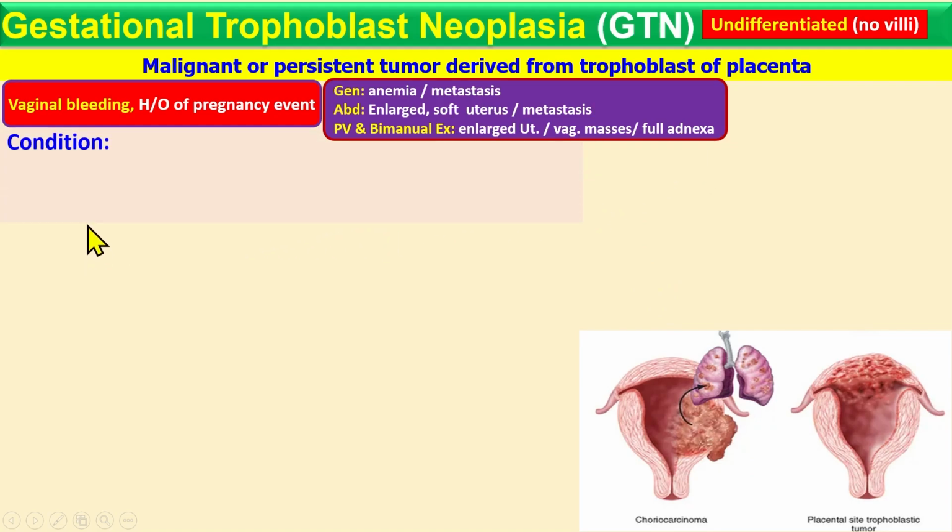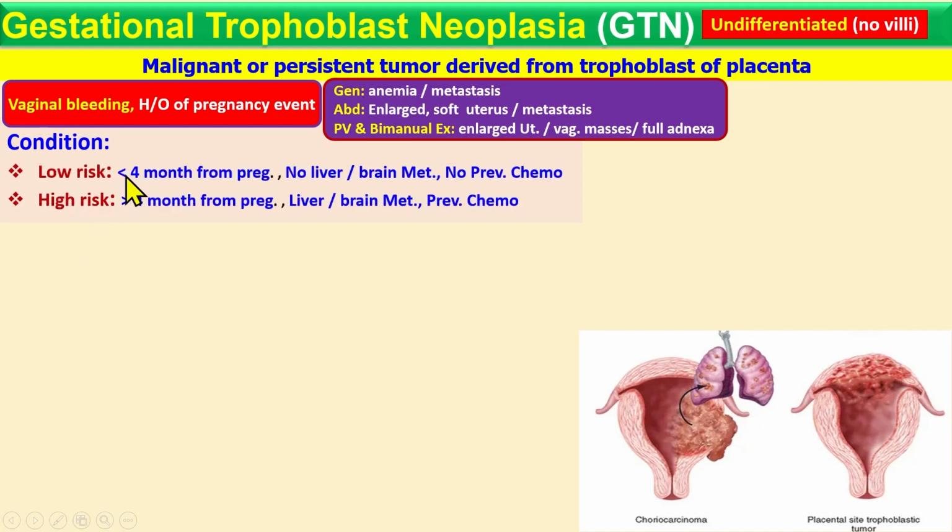Okay, we divide into two groups: low risk and high risk condition. Low risk means the previous pregnancy event is less than 4 months ago, there is no liver and brain metastasis and no previous chemotherapy. So this is a low risk condition. If there is more than 4 months from pregnancy, liver or brain metastasis, and a previous history of chemotherapy, this is the high risk condition.